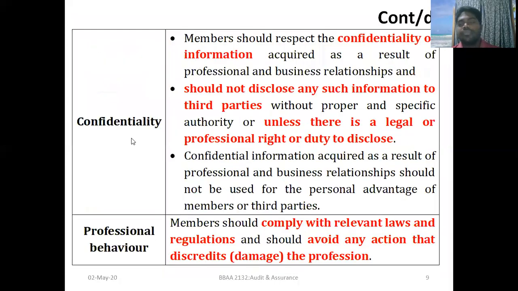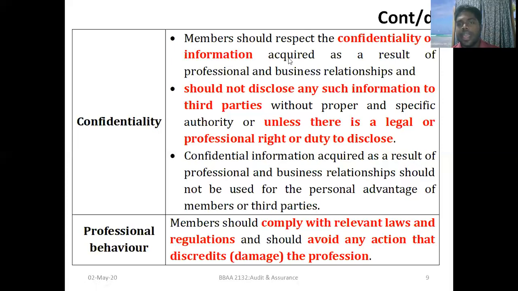So the next one is confidentiality. This is another important one. Confidentiality says, simply, that the particular member keeps the information in a very confidential manner. Client information: don't communicate the client information to other parties, third parties or outside people. The member should respect the confidentiality of information acquired as a result of professional and business relationship. The first thing, please remember, is that the members, the auditors, should respect confidentiality. They have to keep the information in a very secret manner.